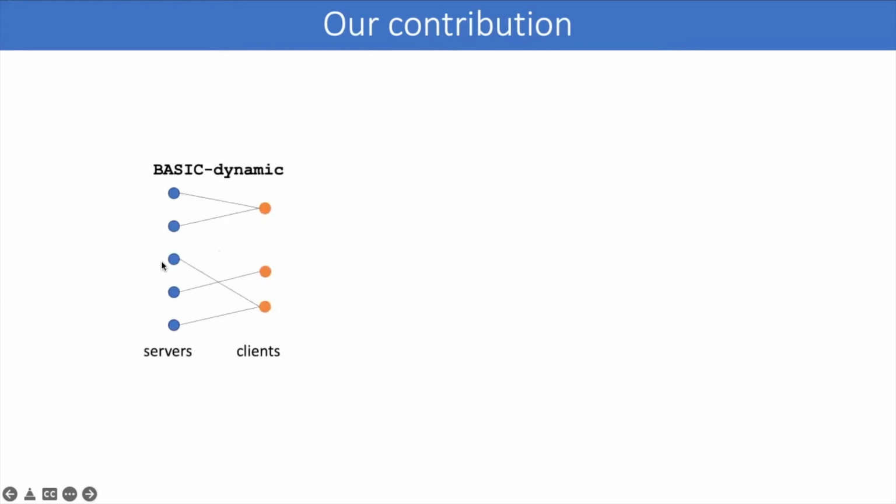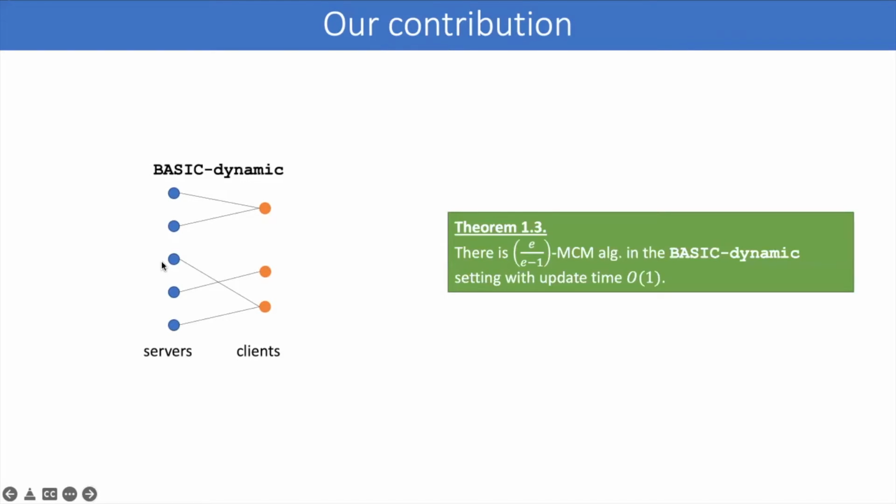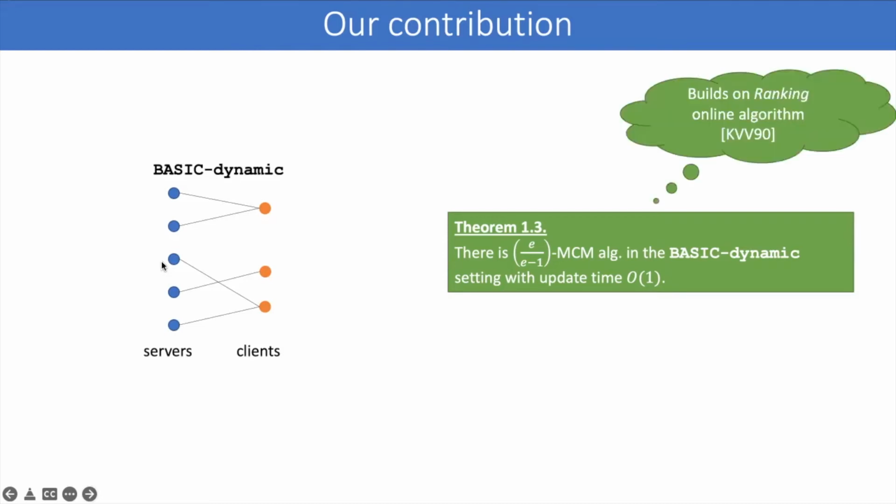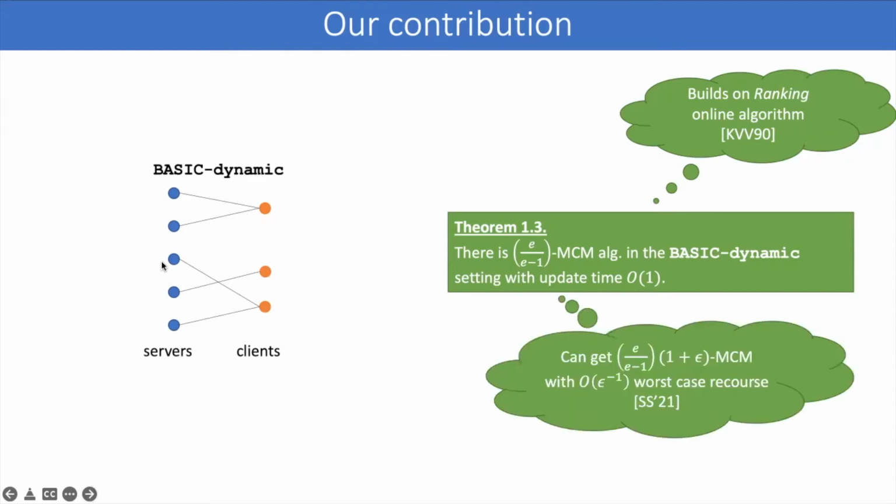Finally, we switch our attention back to the basic dynamic setting and show an algorithm which maintains an e over e minus 1 approximate MCM in constant update time. This algorithm builds on the online ranking algorithm by KVV. We also note that one can get the worst case bound of O of 1 over epsilon on the recourse while losing slightly in the approximation guarantee and the update time.